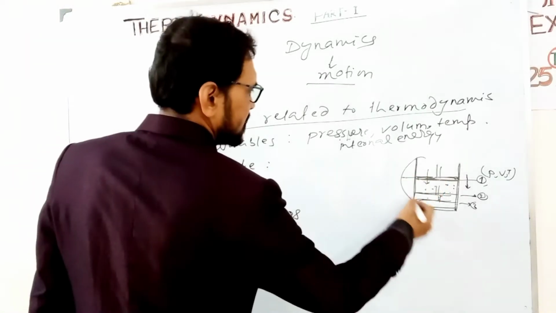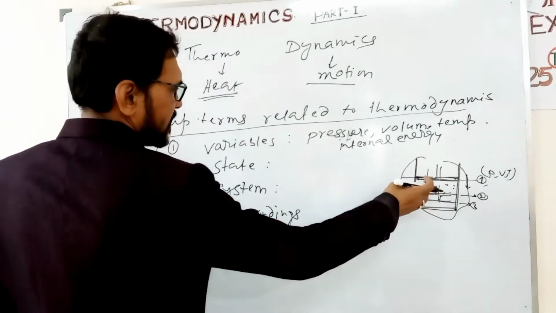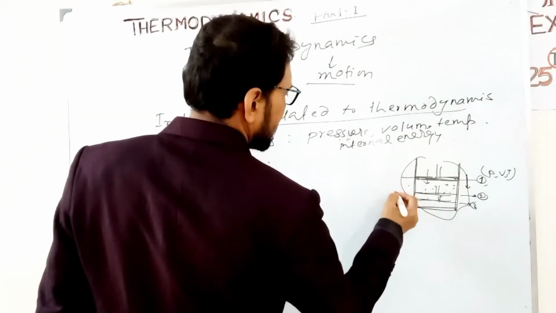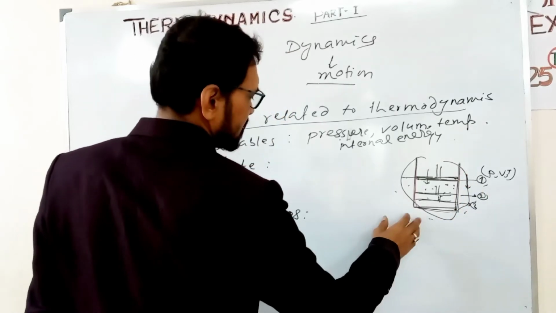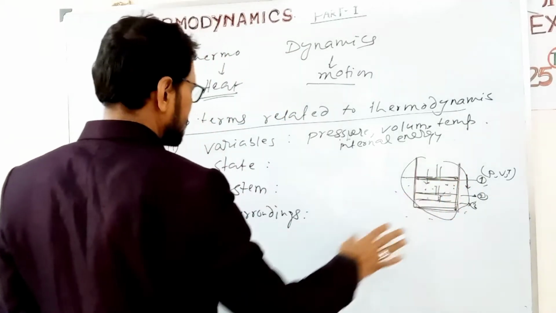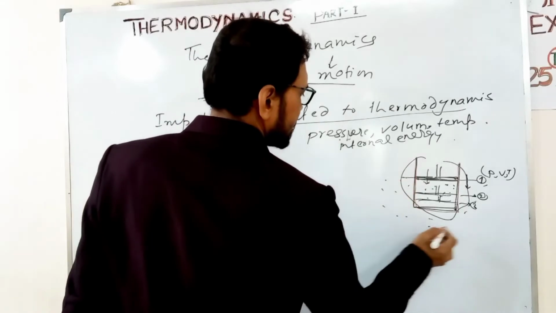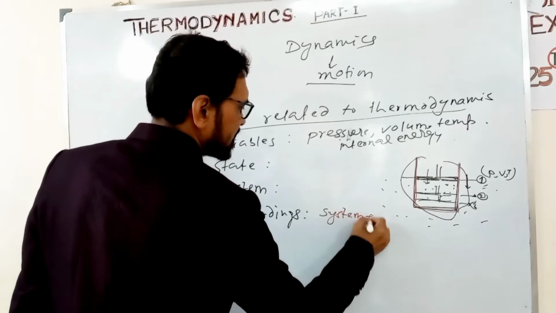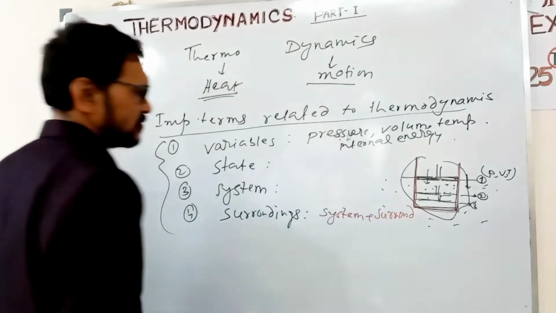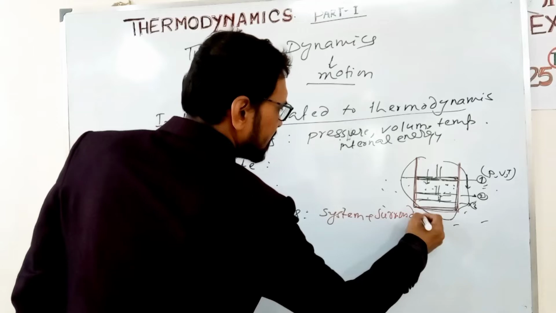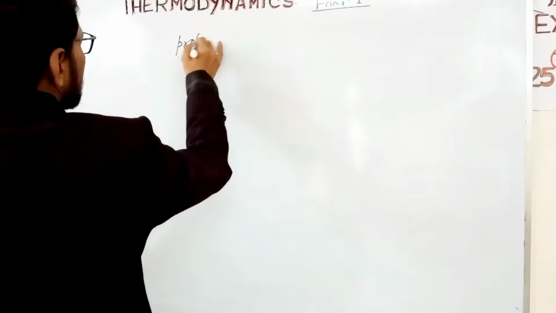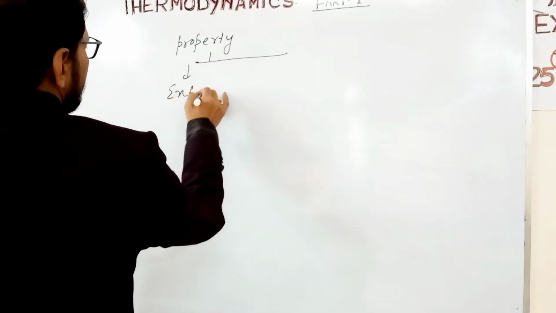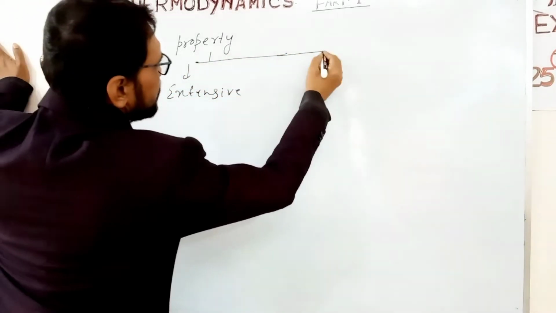System means cylinder and piston make a system. This is a closed system because a gas is enclosed by the piston. And surroundings means the air, that is, everything except this system is called surroundings. So we can say that system plus surroundings make the universe. Thermodynamic variables have two properties, extensive and intensive.